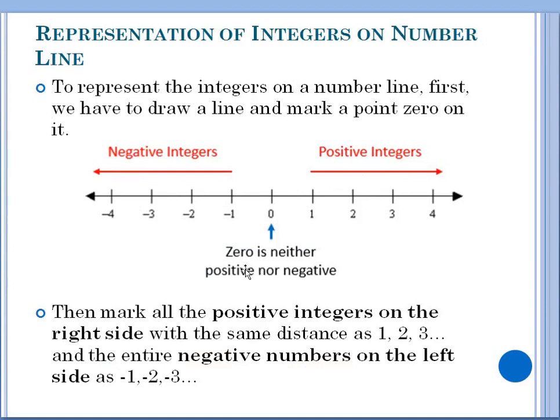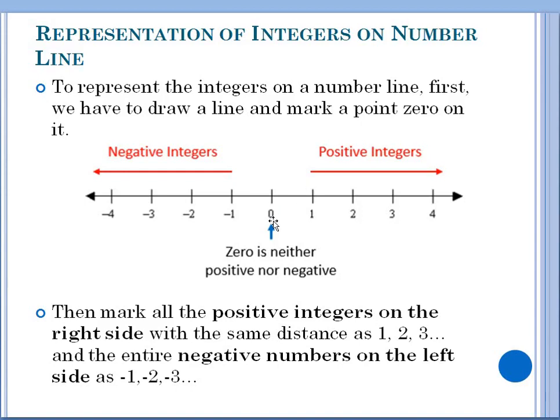Representation of integers on number line. To represent the integer on number line, first we have to draw a line and mark a point 0 on it. Then mark all the positive integers on the right side with the same distance 1, 2, 3 and so on, and the negative numbers on the left side -1, -2, -3 and so on.